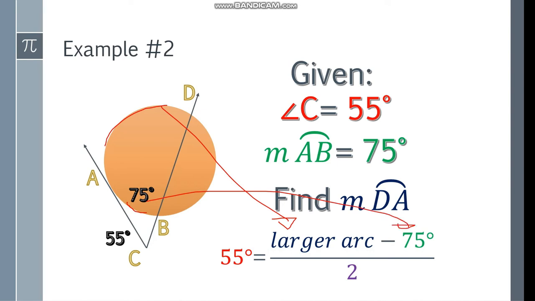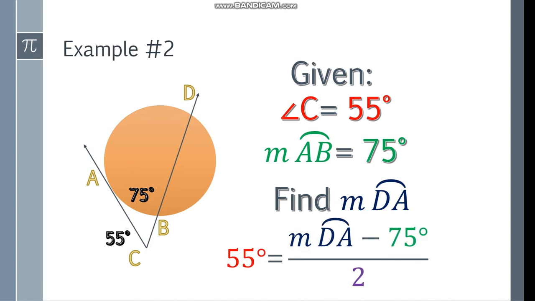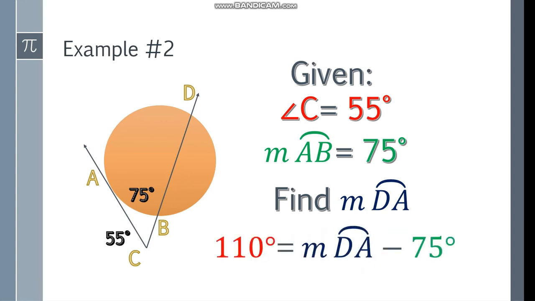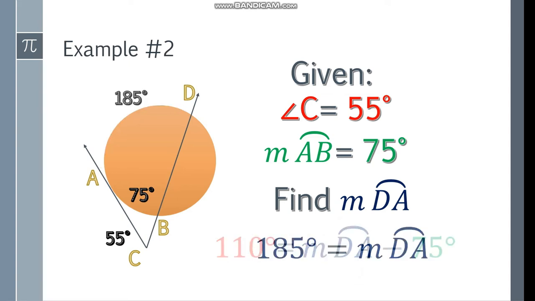Para makuha yung value ng larger arc, gagamitin natin ang algebra. So, multiply both sides by 2. That will be 110 degrees is equal to the measure of the larger arc, which is arc DA, minus 75 degrees. Add 75, and the value of arc DA is 185 degrees.